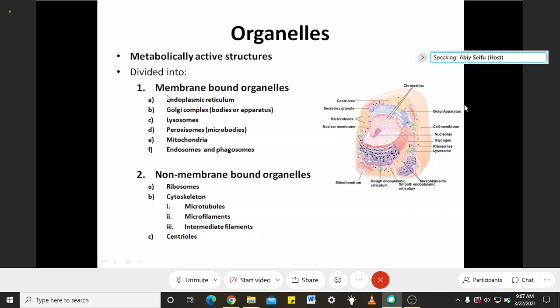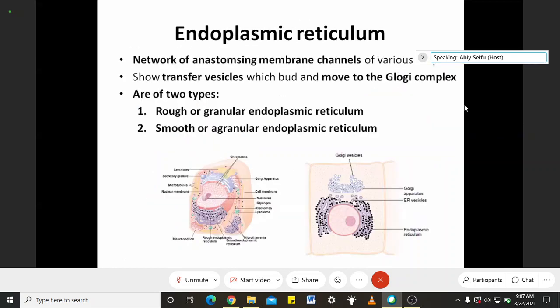So I'm going now first to describe for you the different membranous organelles, to be followed by those with no membrane. So let me now begin with the first membranous organelle.